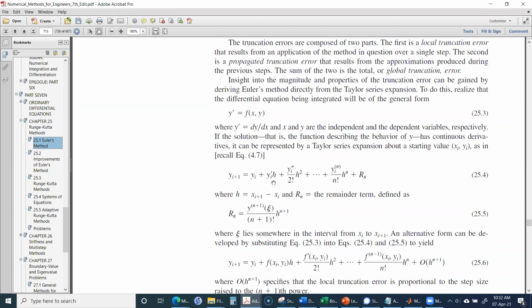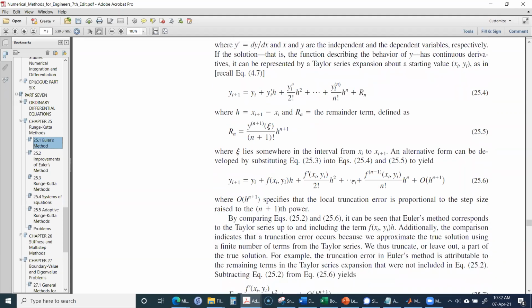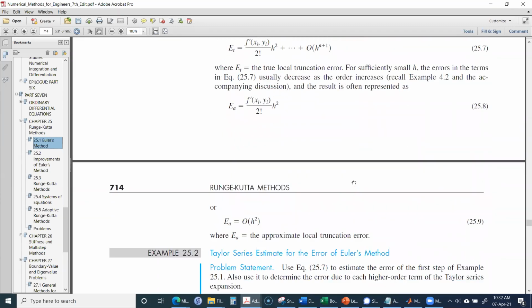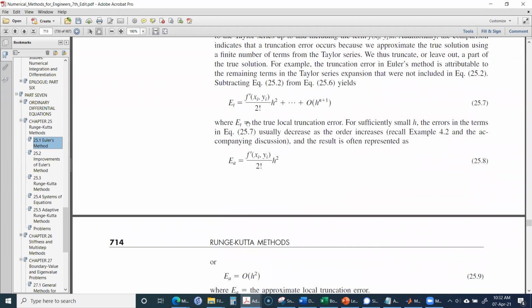Okay, the first two terms represent the Euler's method, and the remaining terms, which we do not represent in the Euler's method, these are the error terms. Okay, so conveniently we can represent these terms like this. The error in the Euler's method is equal to the second order or higher terms, and this error then we can estimate.